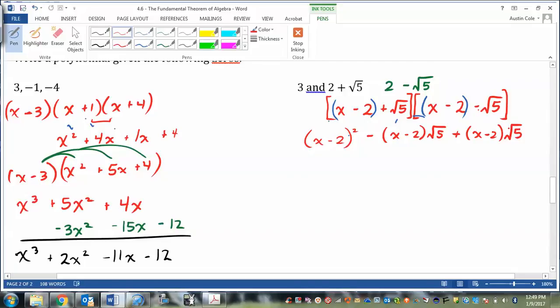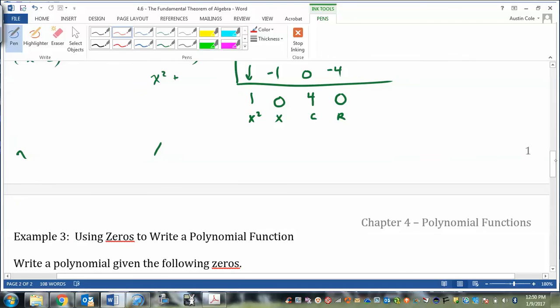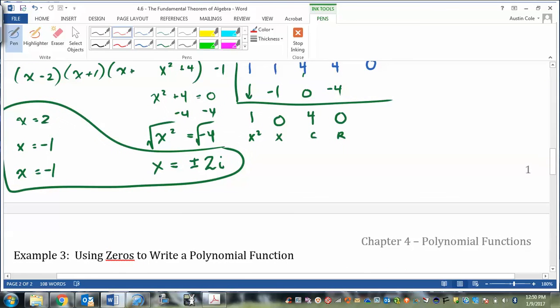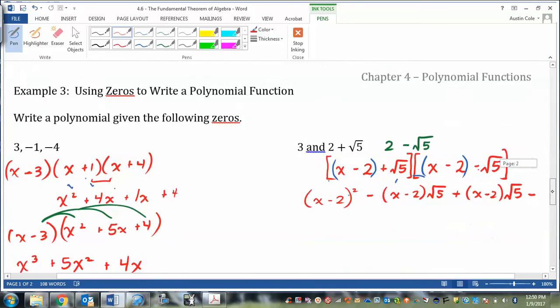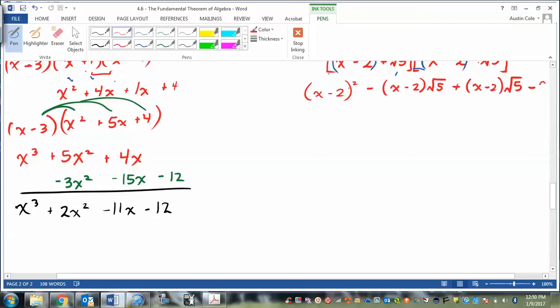Cole, you really want to pay attention. This is hard. It's the hardest thing we've done this year. What's the square root of 5 times the square root of 5? See, I take that back. What's a positive times a negative? Negative. What's the square root of 5 times the square root of 5? It's just 5, isn't it? Square root of 5 times square root of 5 is just 5.